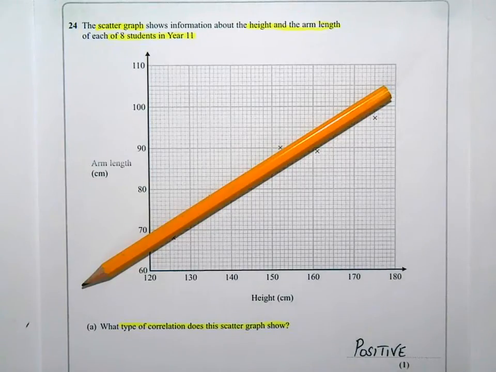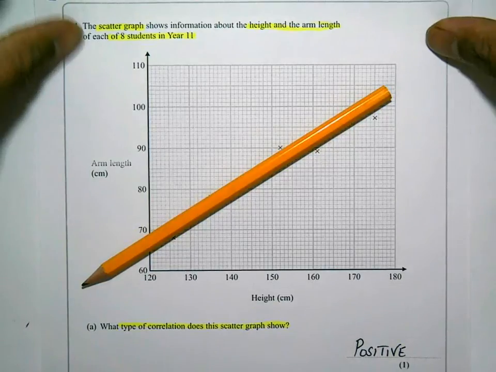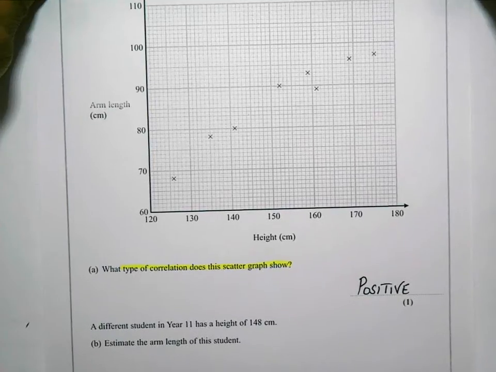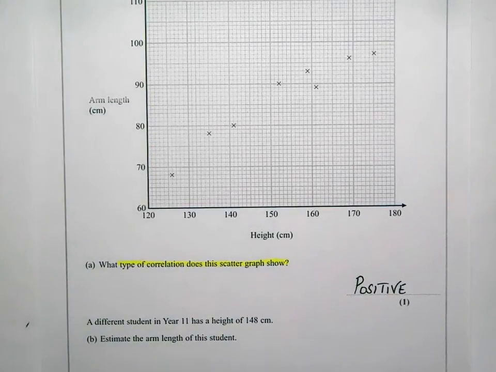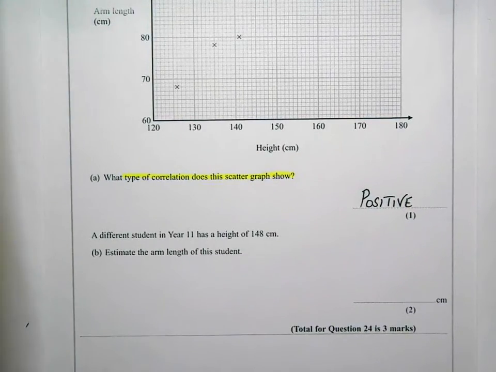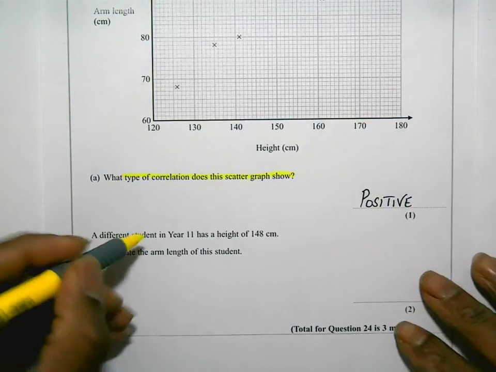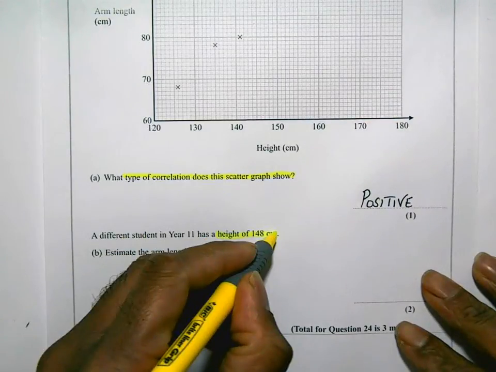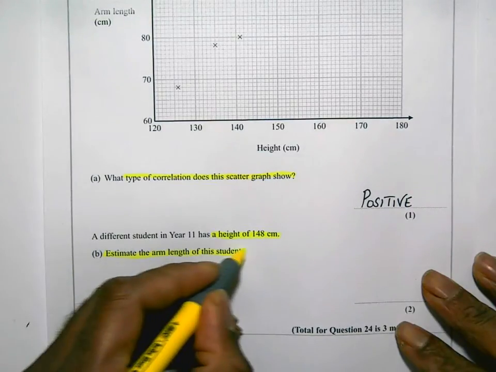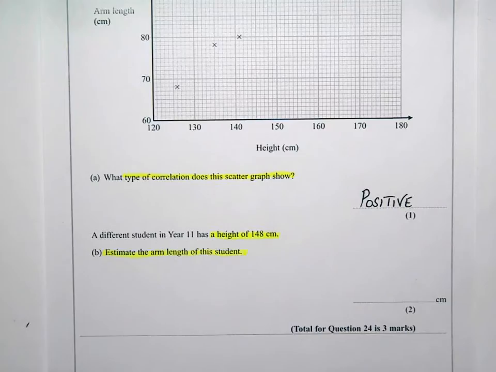That's a positive correlation. If I just move this up a bit, you'll see that, and we'll need to do that a fair bit soon to look at the last part of the question. Now moving this right up so we could see part B, the question says, a different student in year 11 has a height of 148 centimeters. So a particular student has a height of 148 centimeters. Estimate the arm length of this student.